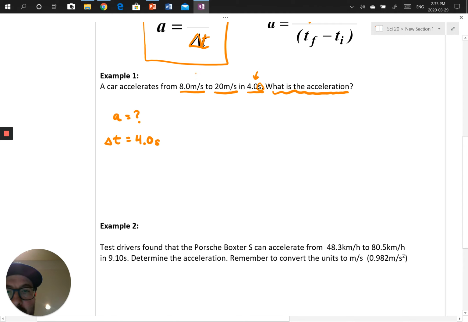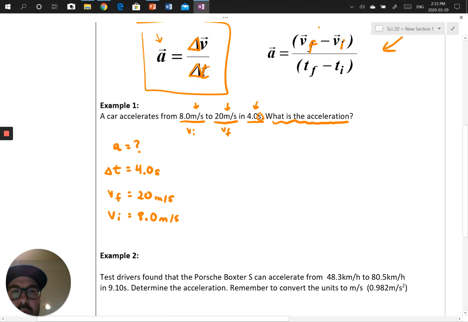And now I have two velocities here, so I'm going to need to calculate the change in velocity. My velocity is going from 8 meters per second at 0 seconds to 20 meters per second at 4 seconds. I would call this my VF, my V final, and this is my V initial. If I write those down, I got my VF, it's 20 meters per second. I got my VI, it's 8.0 meters per second. I can use this portion of the formula for that part if I like.